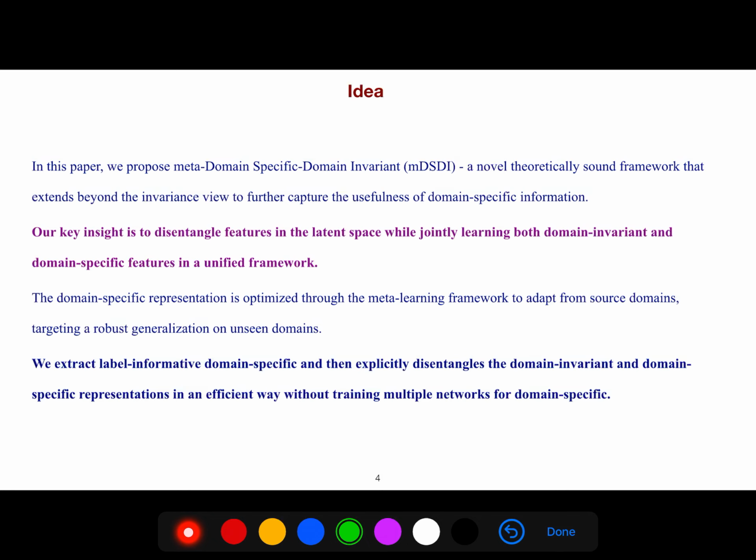Our key insight is to disentangle features in the latent space while jointly learning both domain invariant and domain-specific features in a unified framework. The domain-specific representation is optimized through the meta-learning framework to adapt from source domains, targeting a robust generalization on unseen domains. We extract label informative domain-specific features, and then explicitly disentangle the domain-invariant and domain-specific representations in an efficient way without training multiple networks for domain-specific.